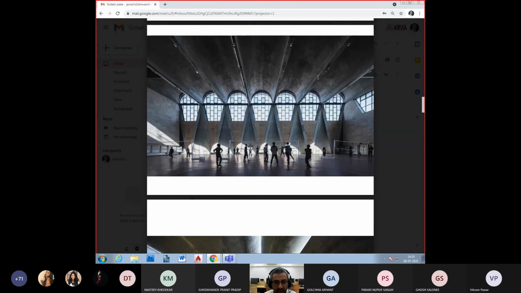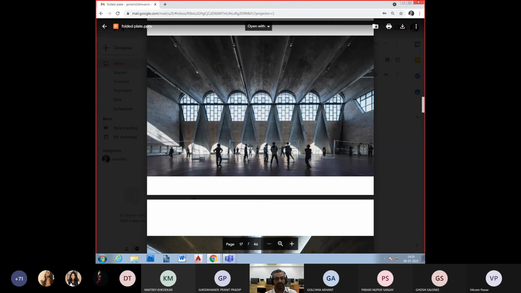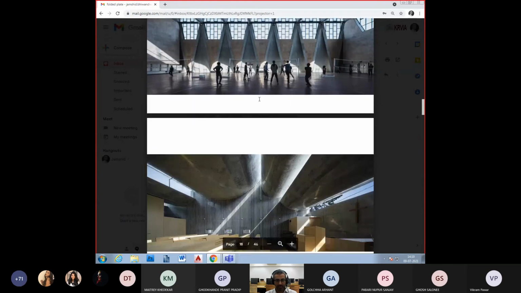The idea of the folded plate and the shell both come together for this gymnasium complex in the south of Spain again. And you can look at how the A frame and the rigid frame help in being able to work with, in this case, less of a folded plate and more of a shell.